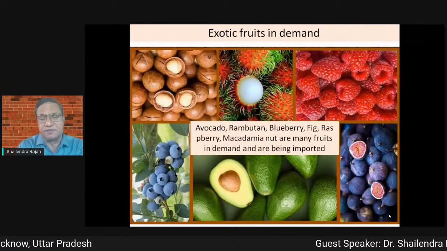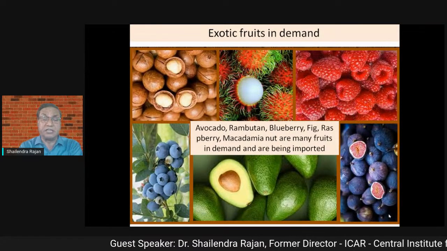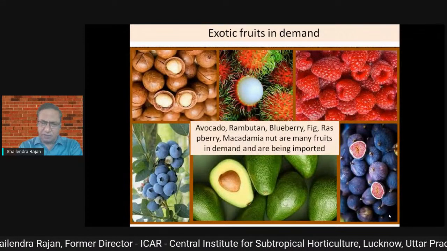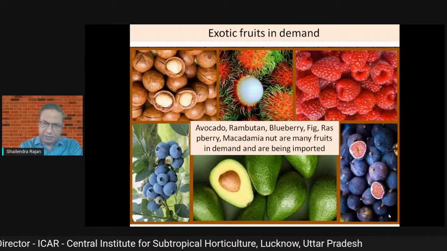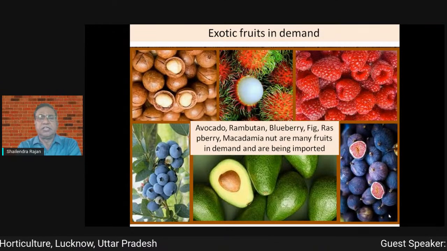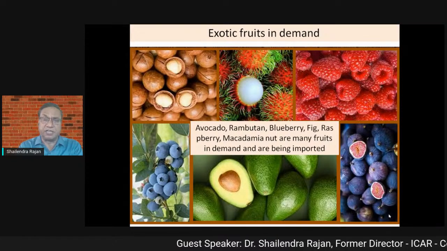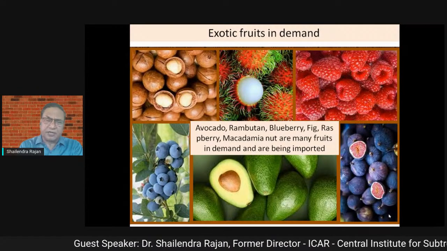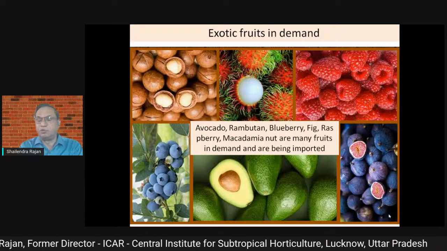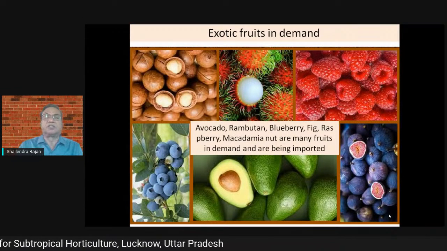Then a lot of demand is coming up for the avocado, rambutan, blueberries, figs, raspberry, macadamia nut, and many others, because these fruits are available through import, and now the growers have started. Some innovative growers have come up. They have started strategizing the technology. The research institutes in the respective geographical regions have also started working on technology which will be viable for Indian conditions. So these crops will be the future crops grown commercially to cut down the import burden on the country.